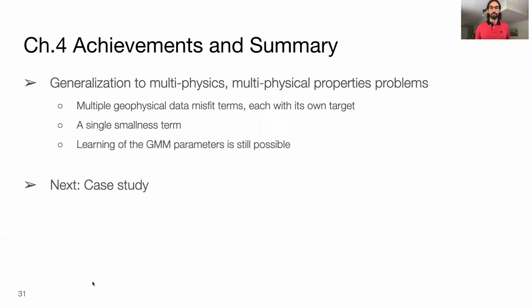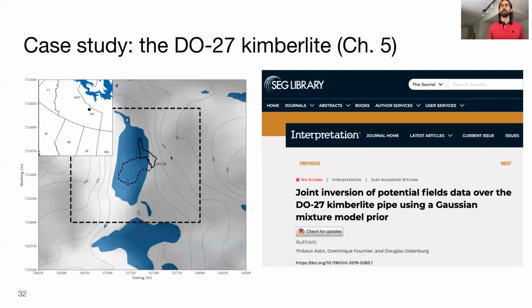So we generalized the PGI framework to multiphysics inversion. They are linked through a single smallness term that includes all the petrophysical information, and we also generalized the learning of the GMM parameters to still be able to learn a proper petrophysical characterization with joint inversion. And so now I'm going to move to the real case study of TKC, and that was published just this summer in Interpretation.